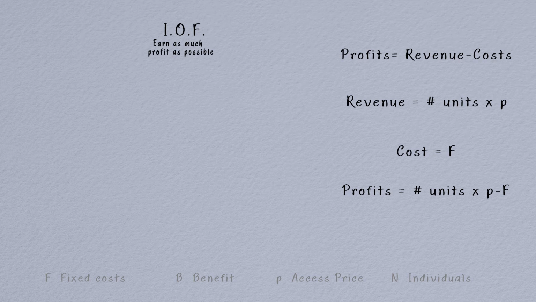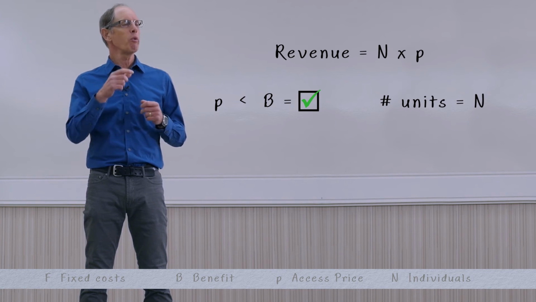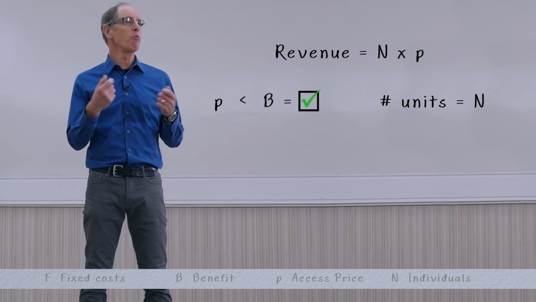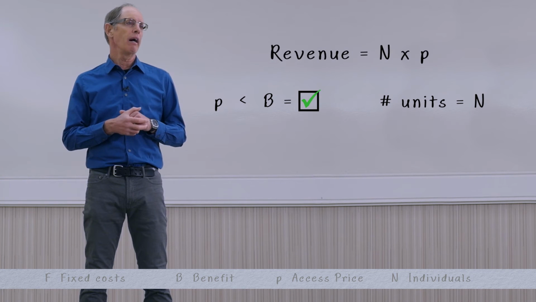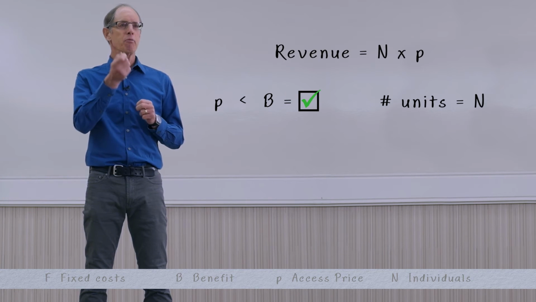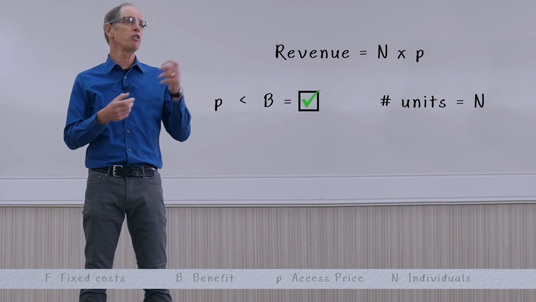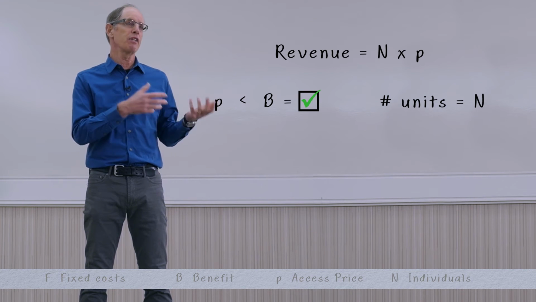What price do we need that would ensure everybody buys the good and that also maximizes profits for the IOF, or the investor-owned firm? Well, the answer is that we want to set the access price very, very close to B, if not equal to B. It's easy to see this. If you set it below B, then you could always raise it a little bit and earn more revenue, because N times P is your revenue for the firm. And if you can increase P a little bit, you're going to get more revenue, as long as you can keep N as N and it doesn't go to 0.